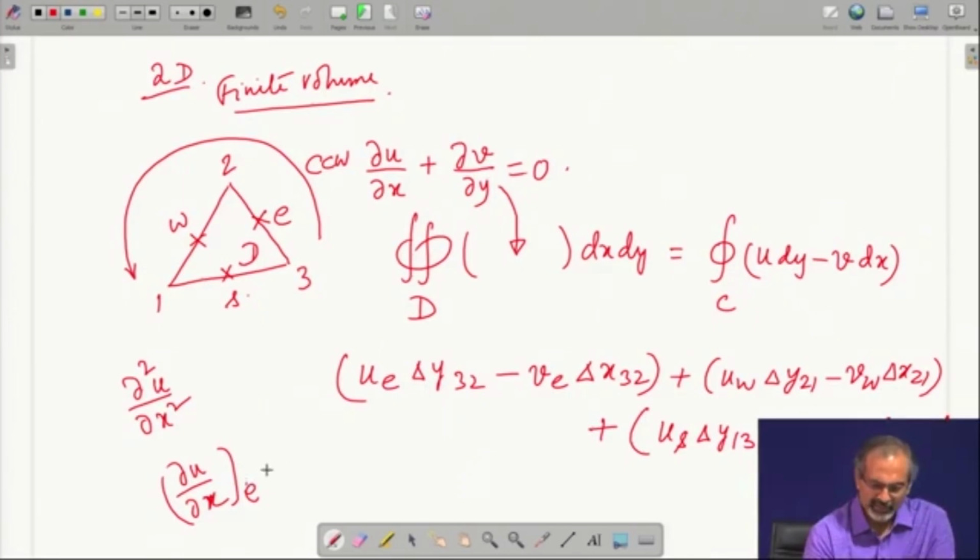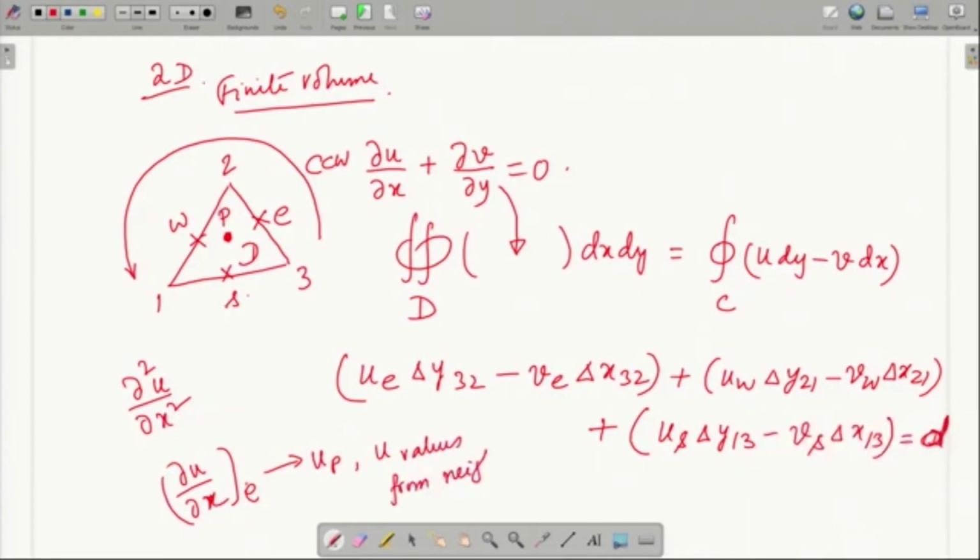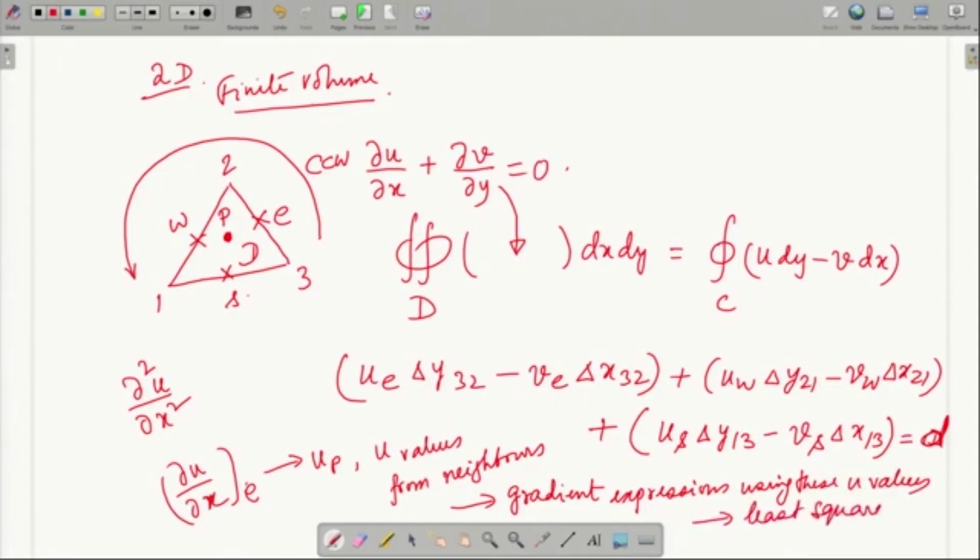So, for that we generally invoke information about the u values at the cell centers from this particular cell as well as its neighbors, u values from neighbors, and we try to generate gradient expressions using these u values, and we generally apply least squares error minimization to do that.